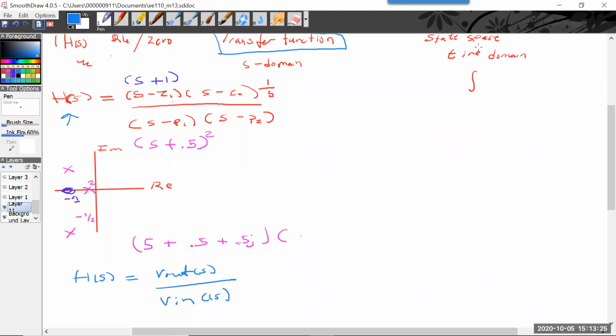State space is in fact another form of the equation, but it's in the time domain, all right? And so we're going to introduce something called a signal flow graph later, but you can have a system that goes into it.